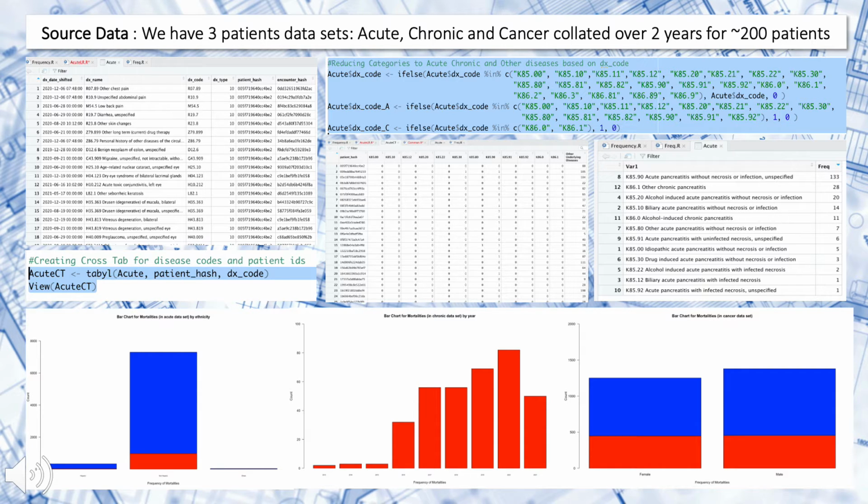On the lower pane of the slide, we have a few bar charts showing mortalities in different datasets by ethnicity, race, and year. On the left side, we can see that the bar chart is for mortalities in acute dataset by ethnicity. In the middle, it is for chronic data set by year, and then on the right hand side you can see that the bar chart is for mortalities in cancer data set by gender.